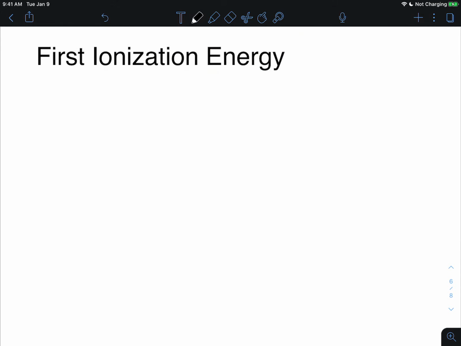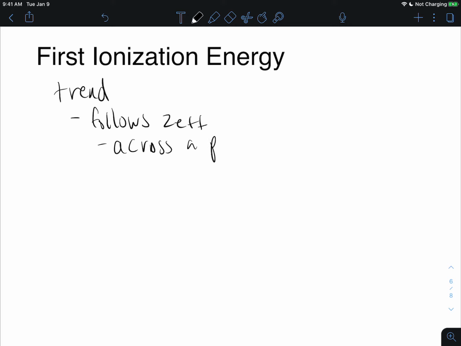Okay, so let's look at our first ionization energy trends. So the trend here is going to follow along with our effective nuclear charge. As we go across our period, our first ionization energy is going to increase. So it follows the Z effective as we go across a period. And this is where we're increasing our effective nuclear charge. So Z effective goes up, electrons get pulled in closer to the nucleus.